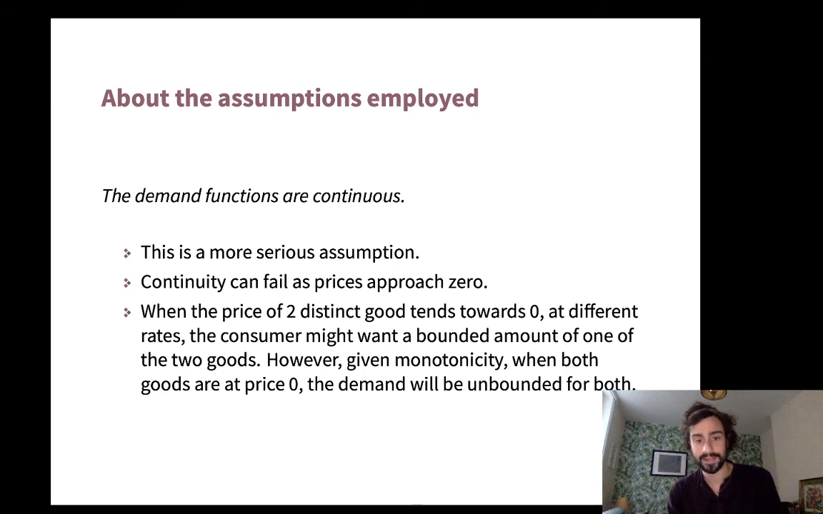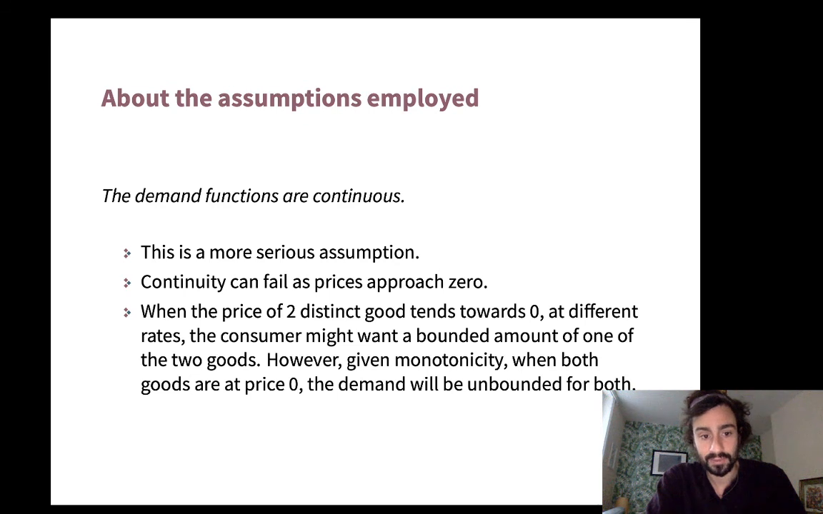It can fail as the price approaches zero. And two different goods could approach zero at different rates, right? So we could take the price down to zero for two different goods at different rates. And the entire time you might want a bounded amount of one of the two goods. But when the prices actually reach zero, all of a sudden your amount is unbounded. And this can be a problem.